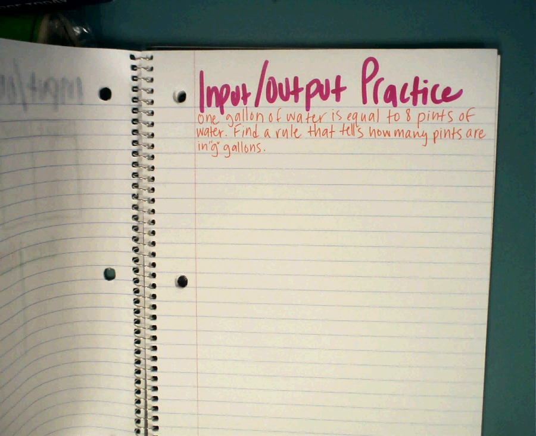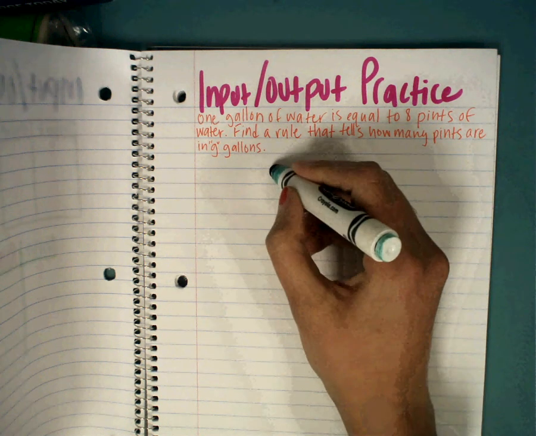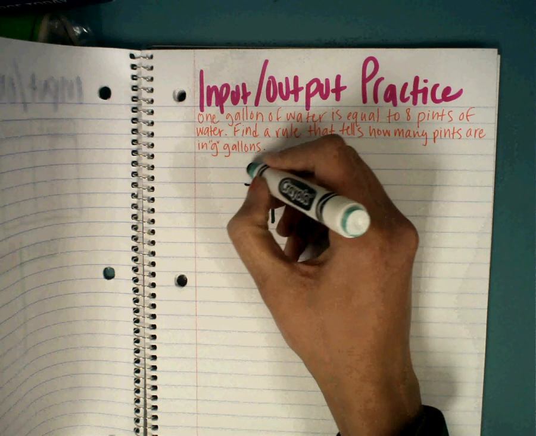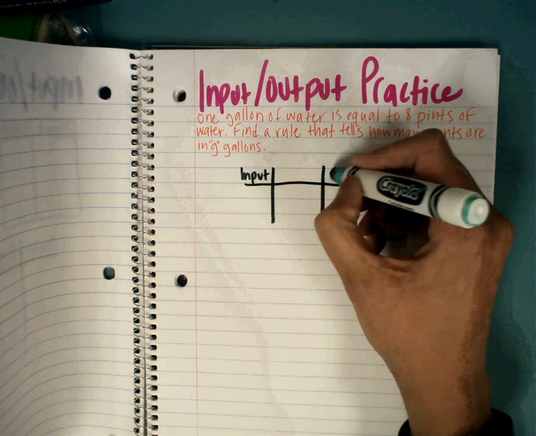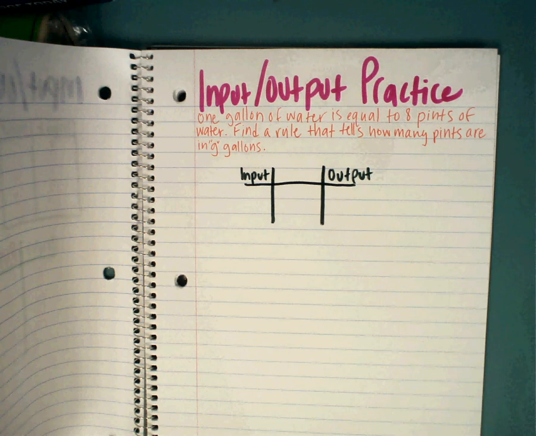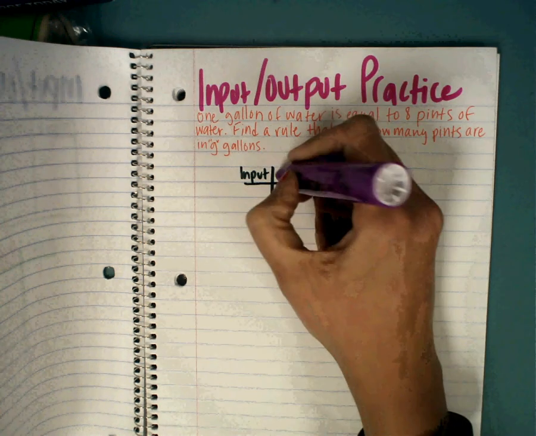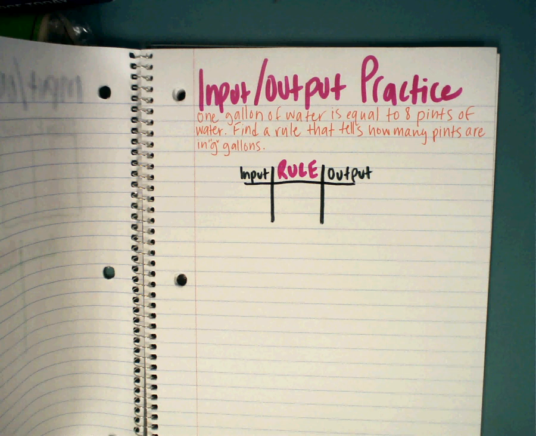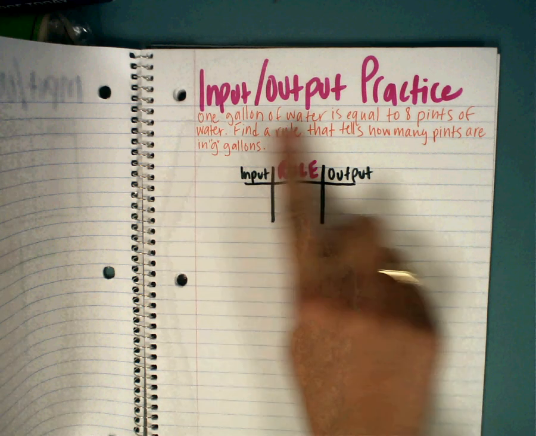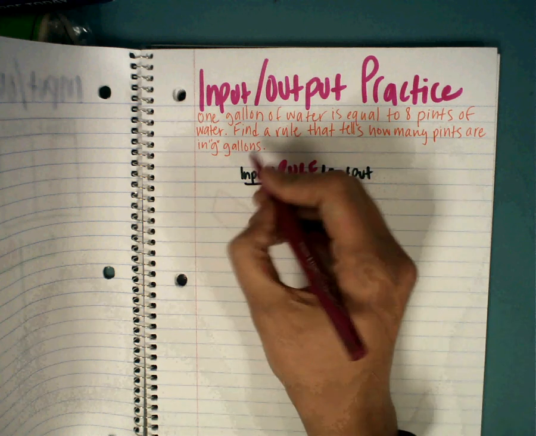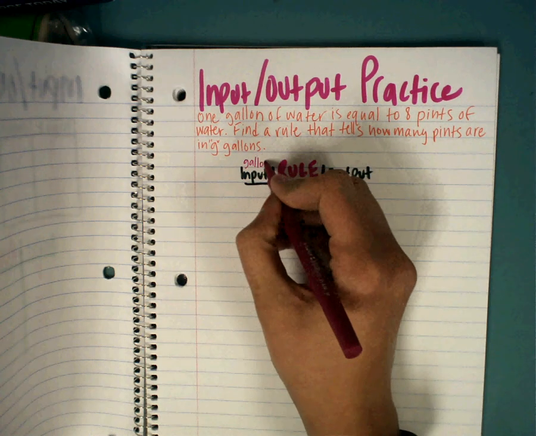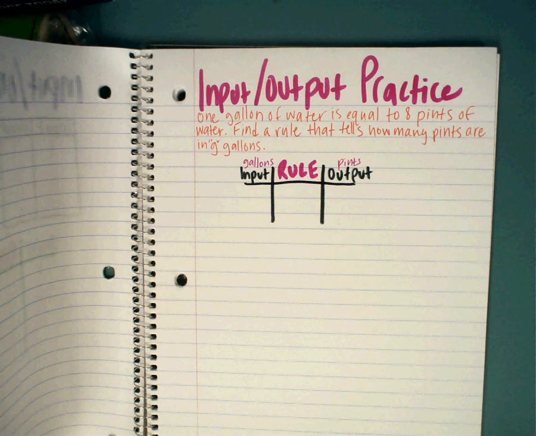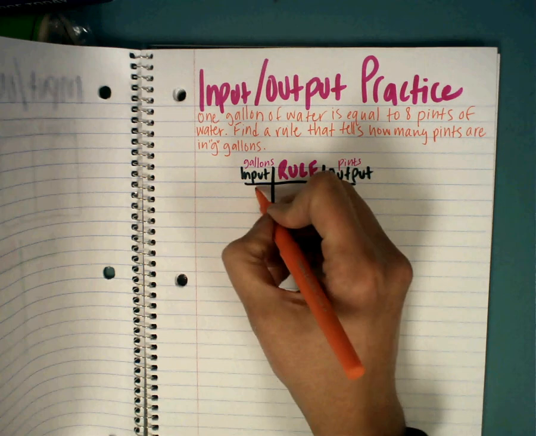So let's go ahead and make our input-output table with the rule in the middle. This is going to be a super short one. So we're going to have input, output, and in the middle we will have rule. So it says that 1 gallon of water is equal to 8 pints, right? So this would technically be gallons, and this would be pints. All right? So 5 gallons and pints, 1 gallon is equal to 8 pints.